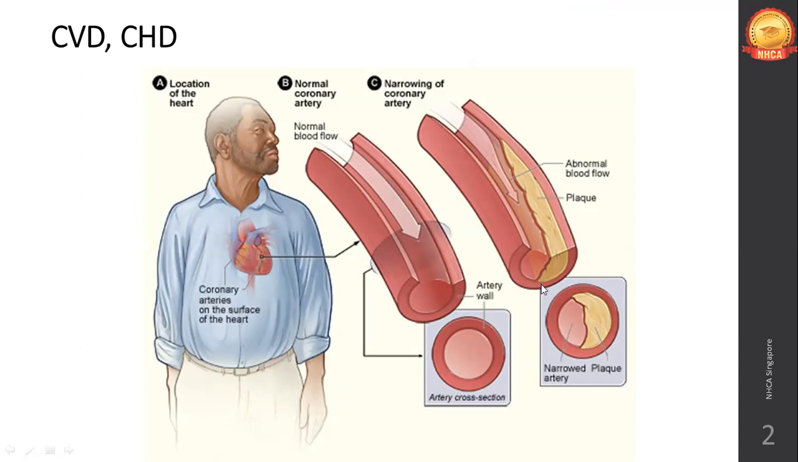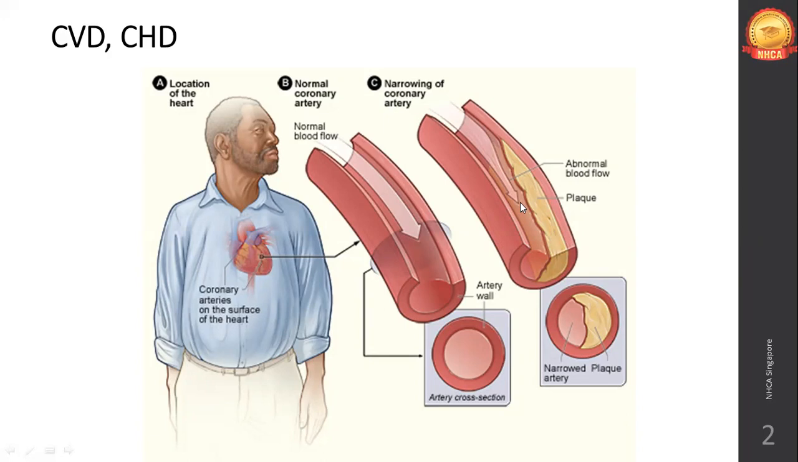So this is how atherosclerosis looks. You can see the coronary arteries provide blood supply to the heart on the surface of the heart, and narrowing of the coronary artery happens because of the plaque and the cholesterol, the fat accumulation within the artery. Okay, because of this narrowing of the artery, the blood supply towards the heart is also reduced.